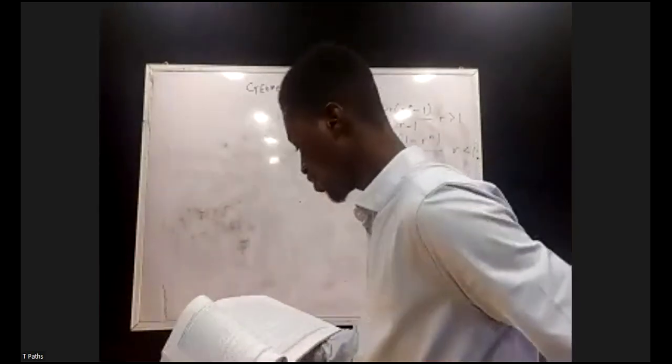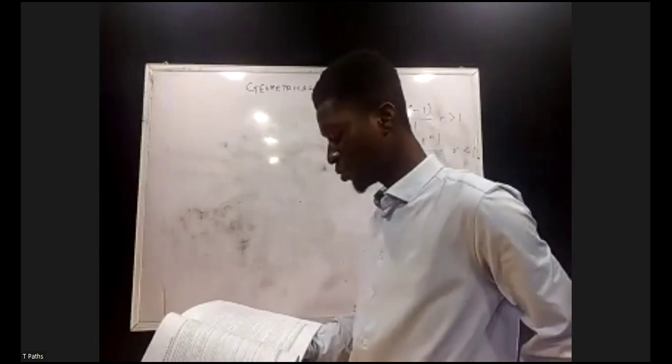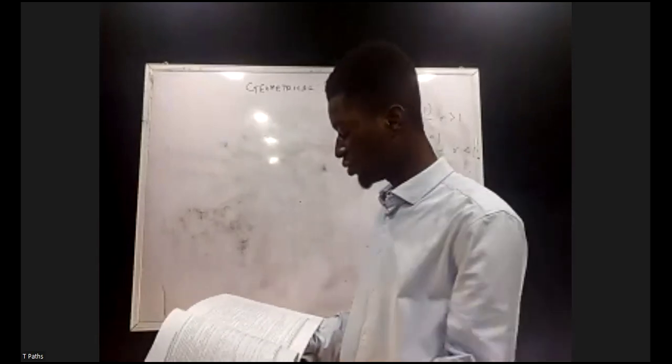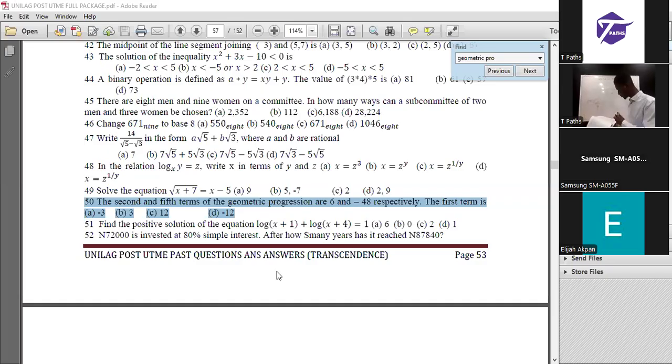Now let's look at question number 50. The second and the fifth term of the geometrical progression are 6 and minus 48 respectively. The first term is, we are asked for the first term. This looks similar to the first question we treated. So we are asked to calculate the first term.